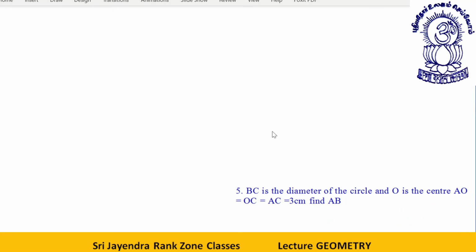BC is the diameter of a circle and O is the center. AO is equal to OC is equal to AC. All of them are 3. Okay, let's start the question first.